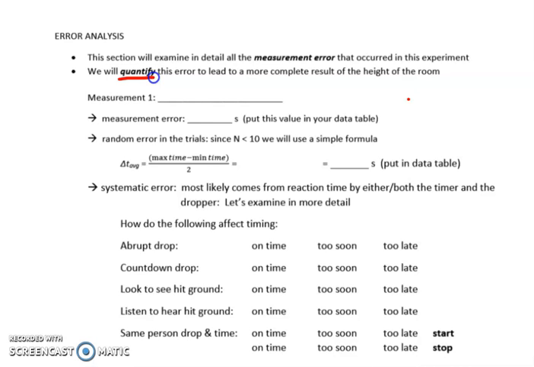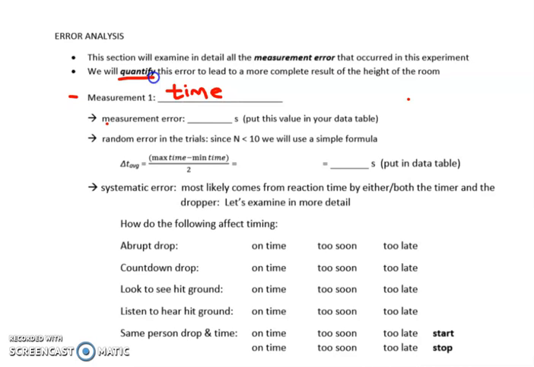I'll be referring back to your data table. Even though I don't have data, I'll help you fill in some of those blanks that you couldn't get from your original measurements. Okay, so let's take each measurement. Let's take the most important measurement for this lab in getting an accurate idea of the height, and that's your time. That's the most difficult one, and that's the one we're going to focus most on because that's where all your error came in.